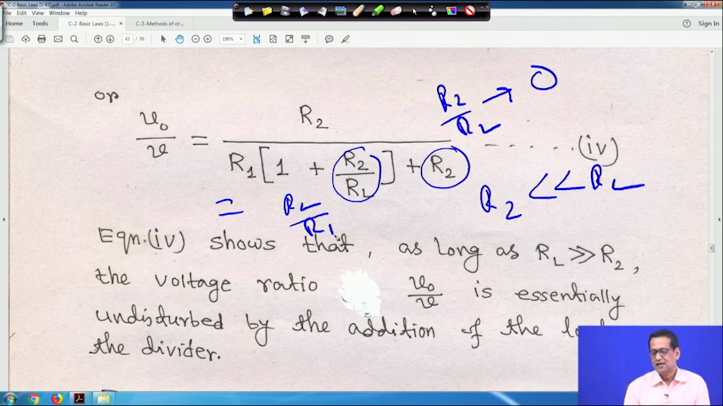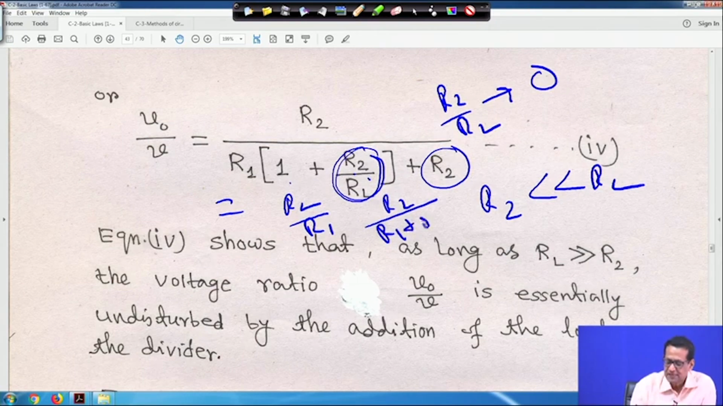So, as long as RL is much greater than R2, or R2 is very small compared to RL, you can eliminate this term. If R2 is totally neglected, then it will become R2 by R1; otherwise this term can be eliminated compared to 1, because it is very small compared to 1. So ultimately it will become R2 upon R1 plus R2.